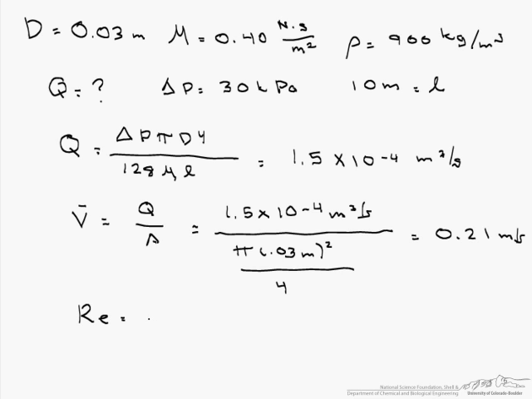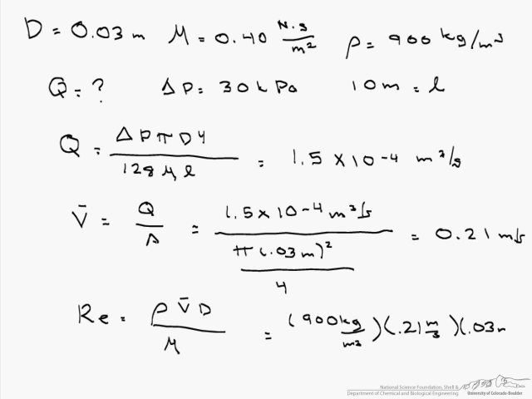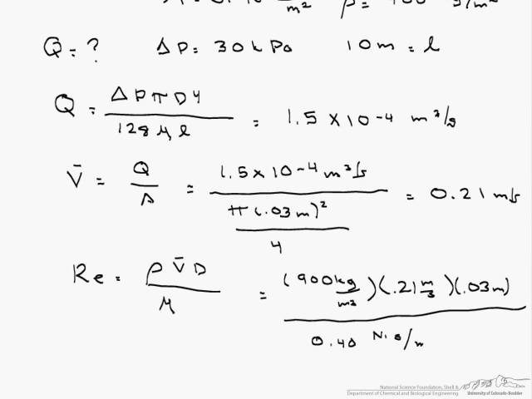So our Reynolds number, which is rho v d over mu, and by the way, it's important that we use d as the length scale in the Reynolds number for pipe flow, not L, or the length of the pipe. And so this equals our 900 kilograms per meter cubed times 0.21 meters per second times 0.03 meters, all divided by 0.40 newtons seconds per meter squared.